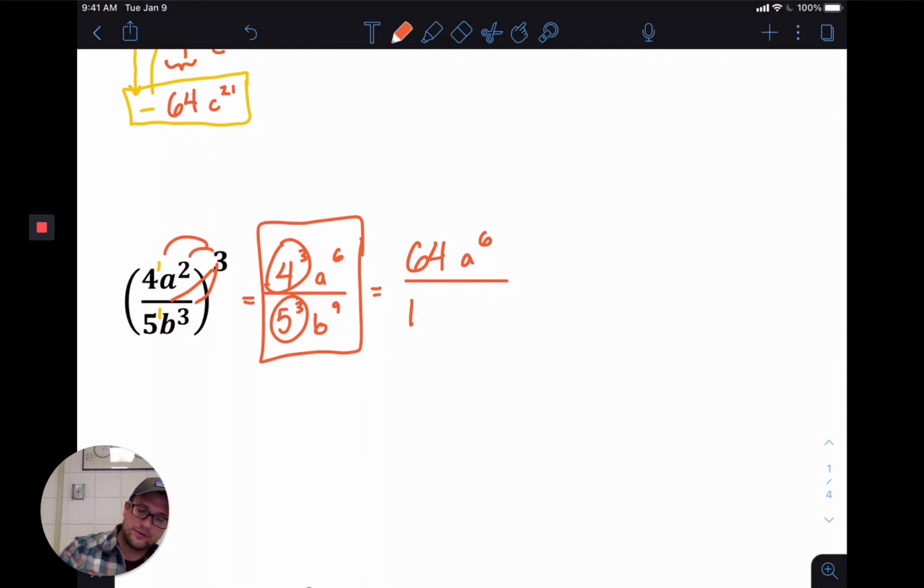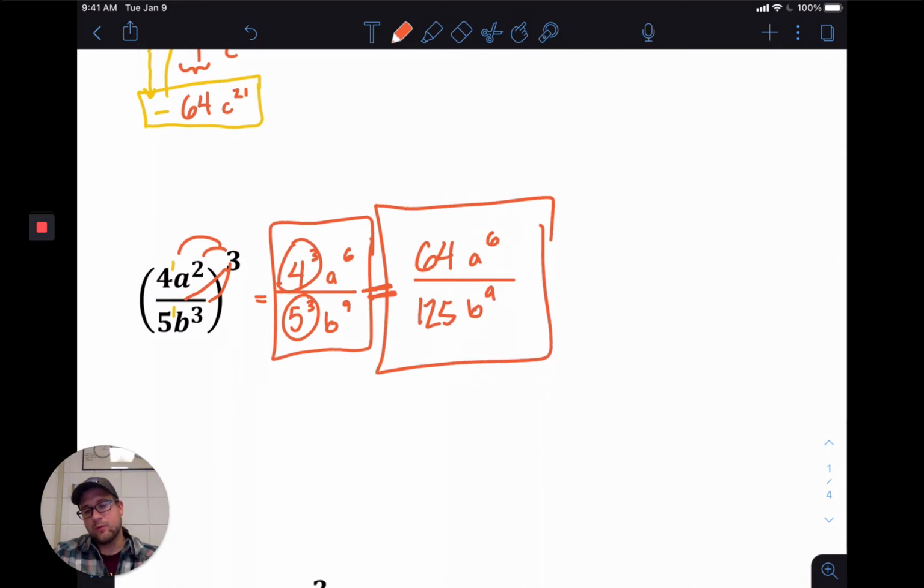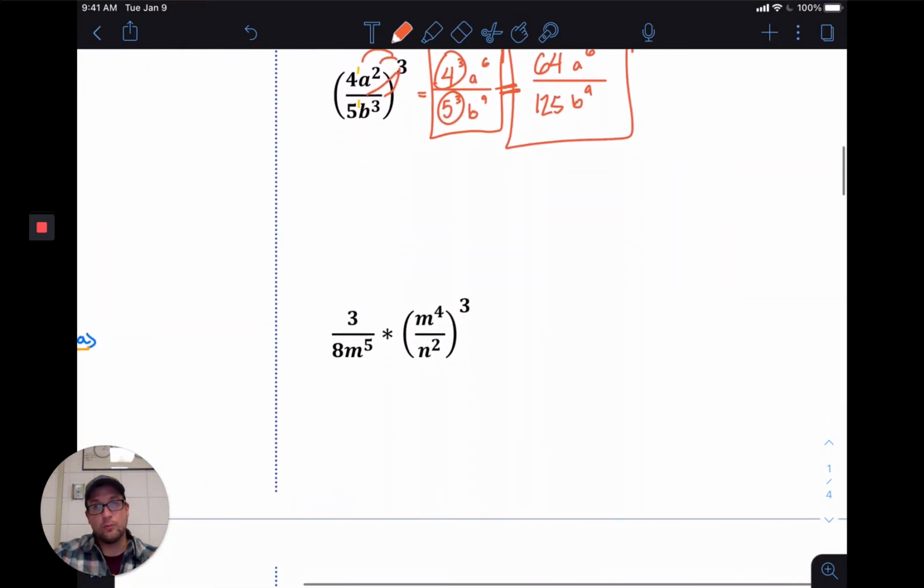And 5 to the third is going to be 125. Right? Of course, that means 5 times 5 times 5. 5 times 5, 25. 5 25s is 125. So again, two answers that are absolutely equal to one another. Just be prepared. You might have to work with either one of those on your tests and quizzes and on your homework.